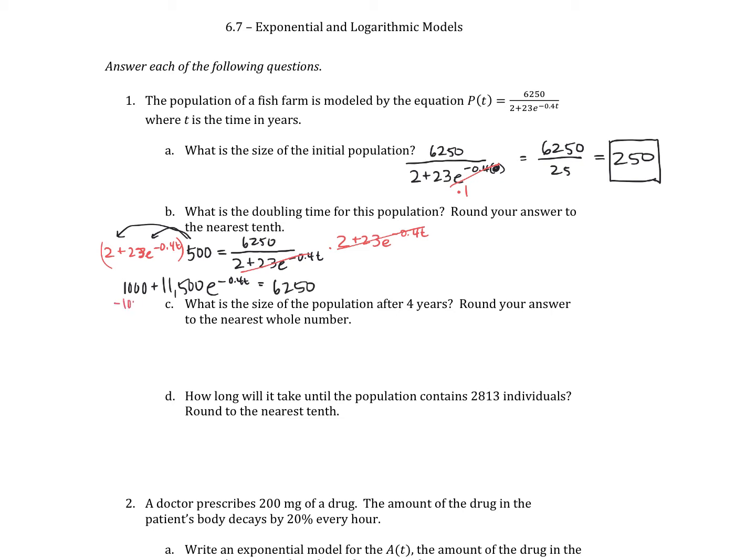Then we can subtract 1,000. I did not give myself enough room to work this one out. So 11,500 e to the negative 0.4t is equal to 5,250. Divide by 11,500. So then we'll have e to the negative 0.4t is equal to that fraction.